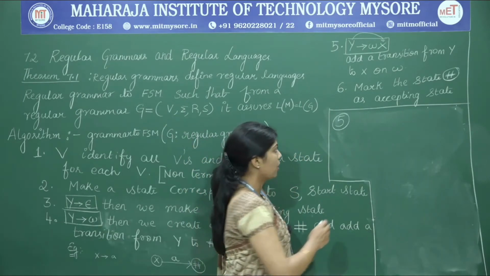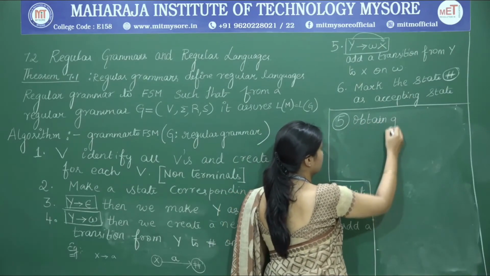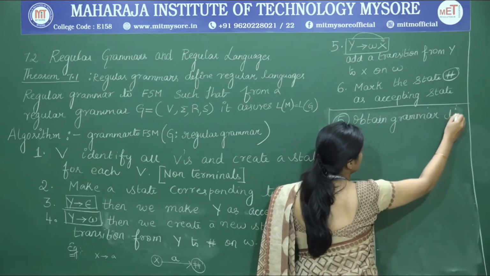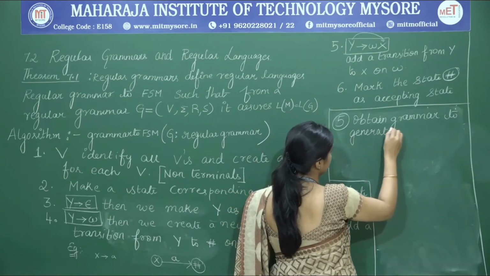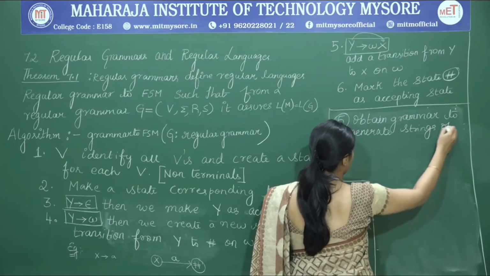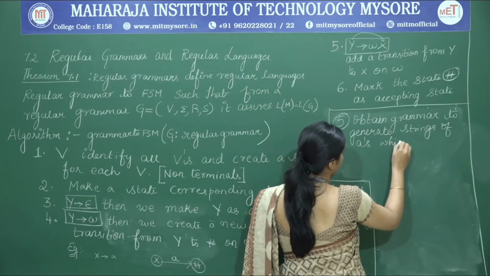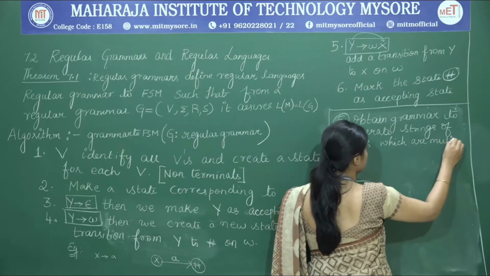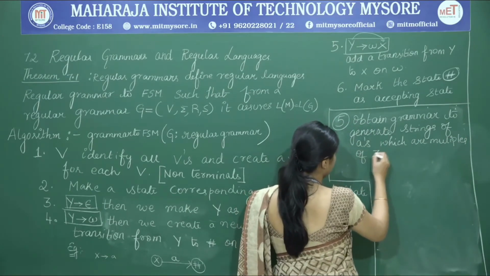So we will look into the fifth problem. Obtain grammar to generate strings of A's which are multiples of 3, strings of A's which are multiples of 3.